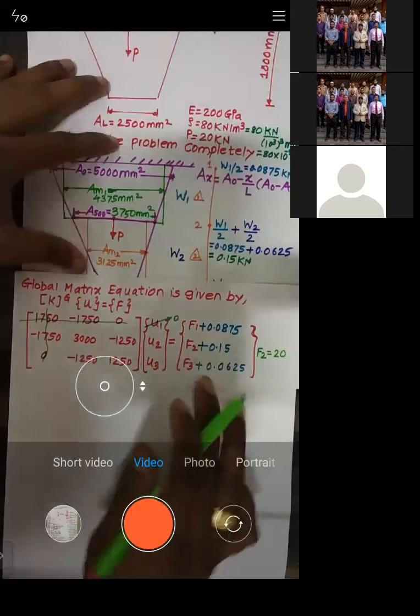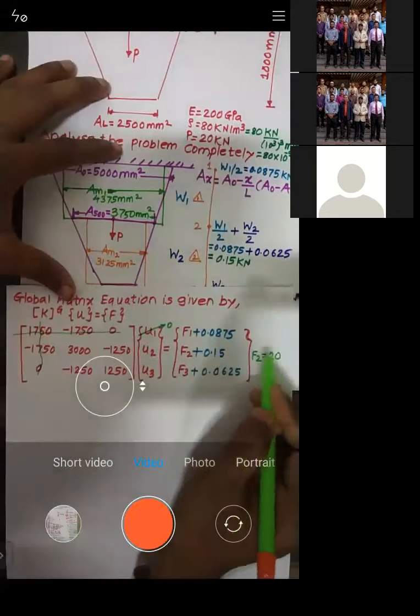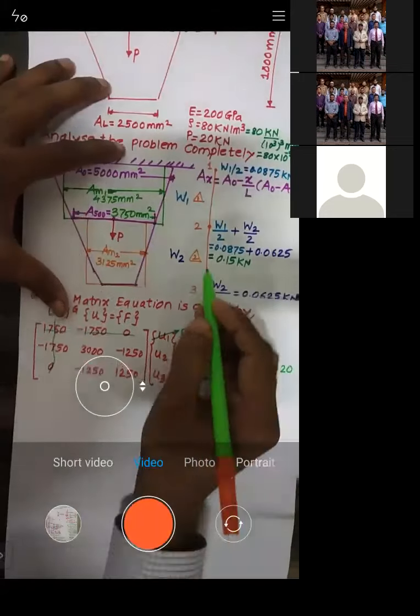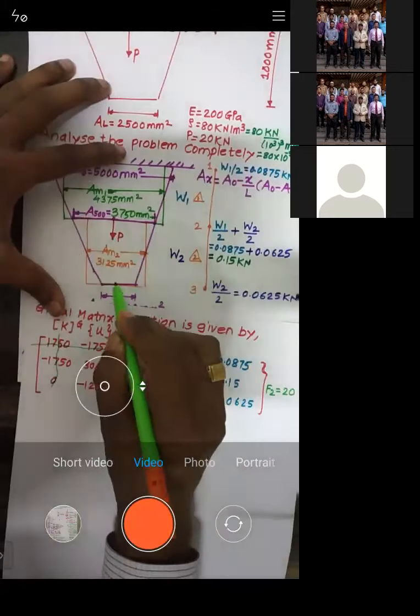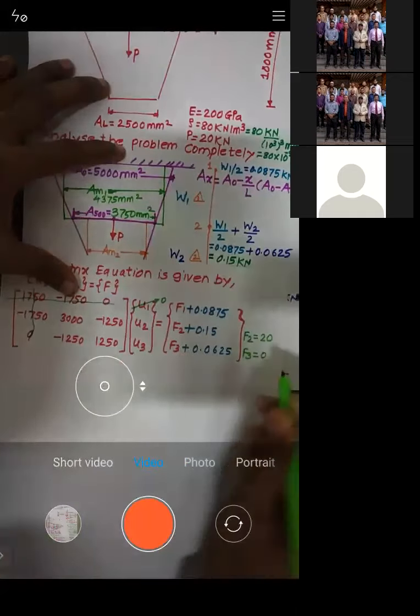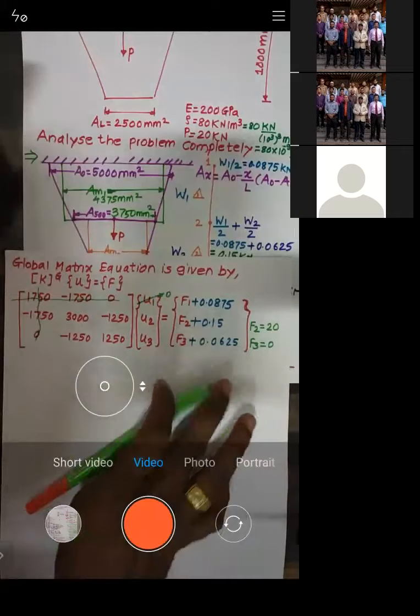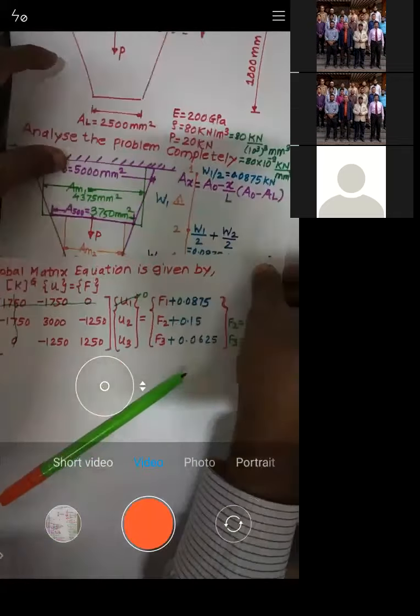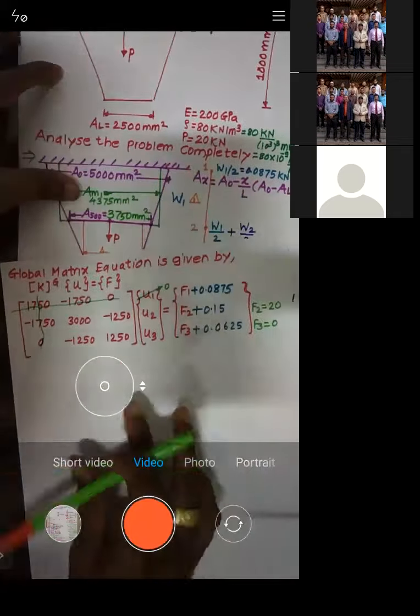So now F2 is 20. Now what is the force applied at node 3? Is there any force applied at node 3? No. So F3, I will put as 0. Now when you put these values in a calculator, try to calculate the answers.